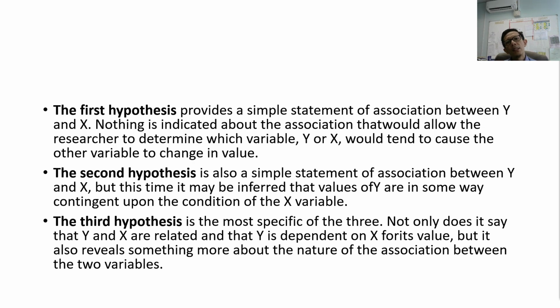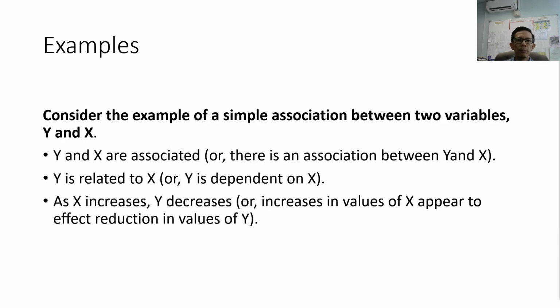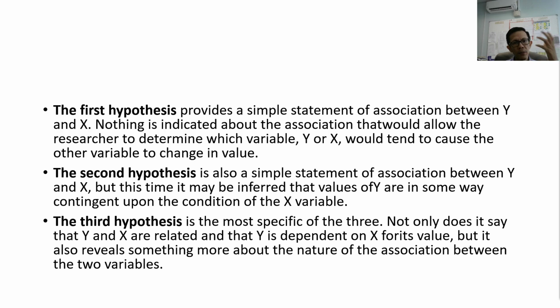The first hypothesis provides a simple statement of association between y and x, but nothing is indicated about the association that would allow the researcher to determine which variable, y or x, would tend to cause the other variable to change in value, right? It's just a simple statement of association.